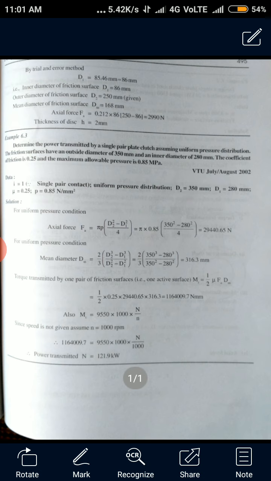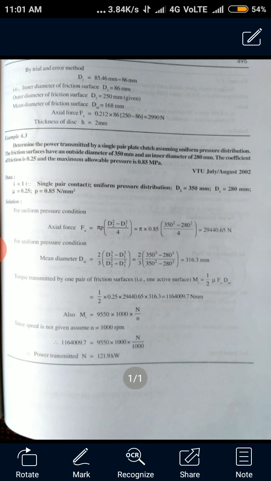Then the torque equation is given by Mt equal to 9550 times 1000 into capital N by small n. Since the speed of the driving shaft is not given, we can assume n equal to 1000 rpm. If you make that assumption and substitute the values, you will get power as 121.9 kilowatt. So in case the speed is not given, assume speed as 1000 rpm.